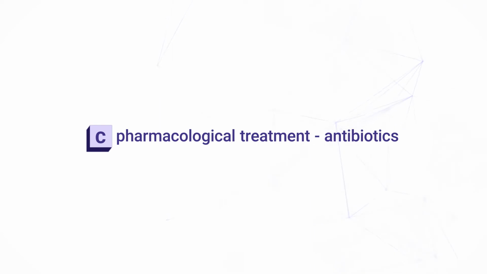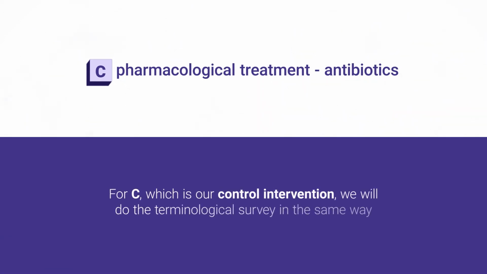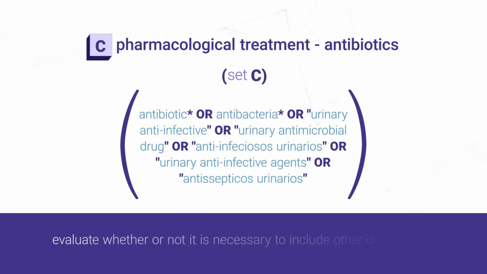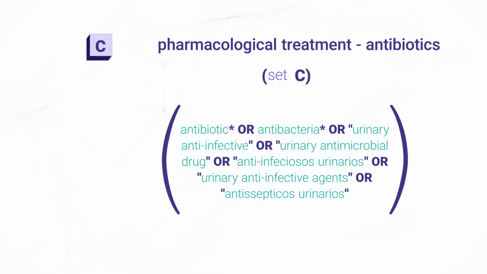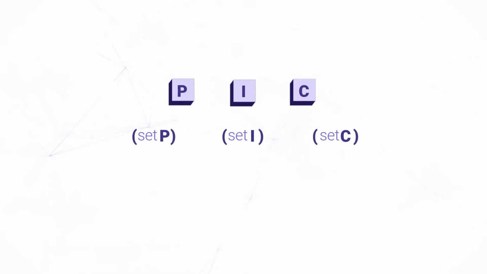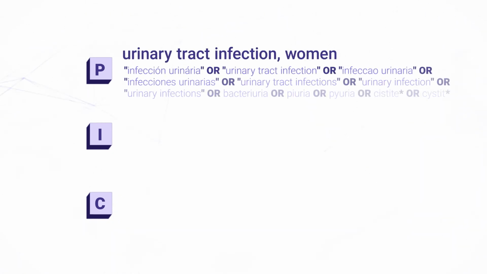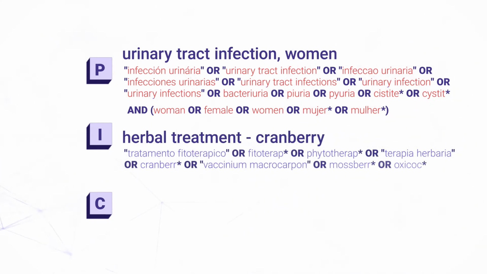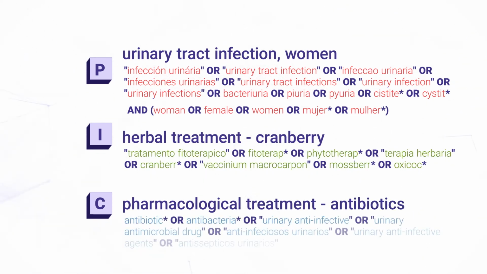For C, which is our control intervention, we will do the terminological survey in the same way. We opted for more specific terms such as antibiotics and their variations. The researcher should evaluate whether or not it is necessary to include other drug names in the search. And now we're going to combine these sets of P, I, and C with the AND operator. This way, we have the first set with urinary tract infection and women. The second set with herbal treatment, cranberry and its variations. And the third set with antibiotics and some variations.